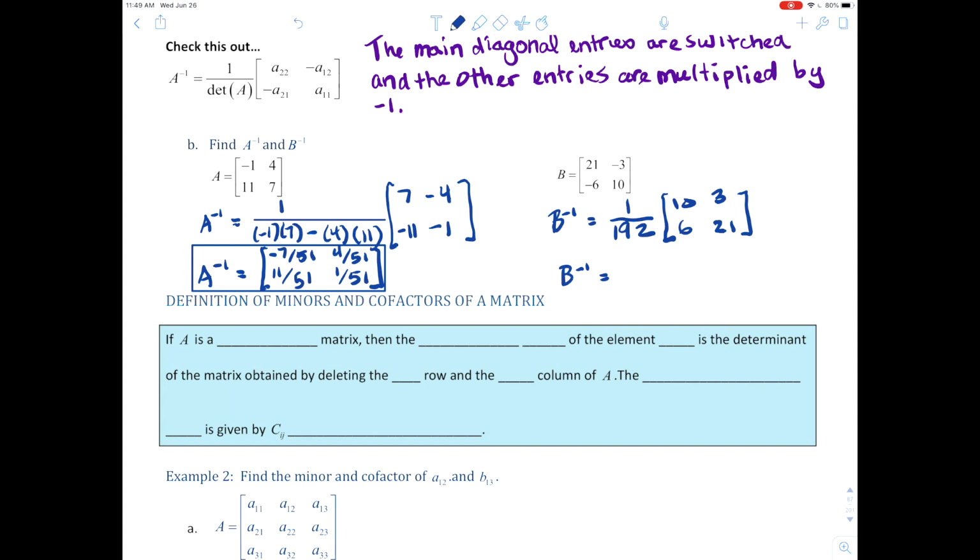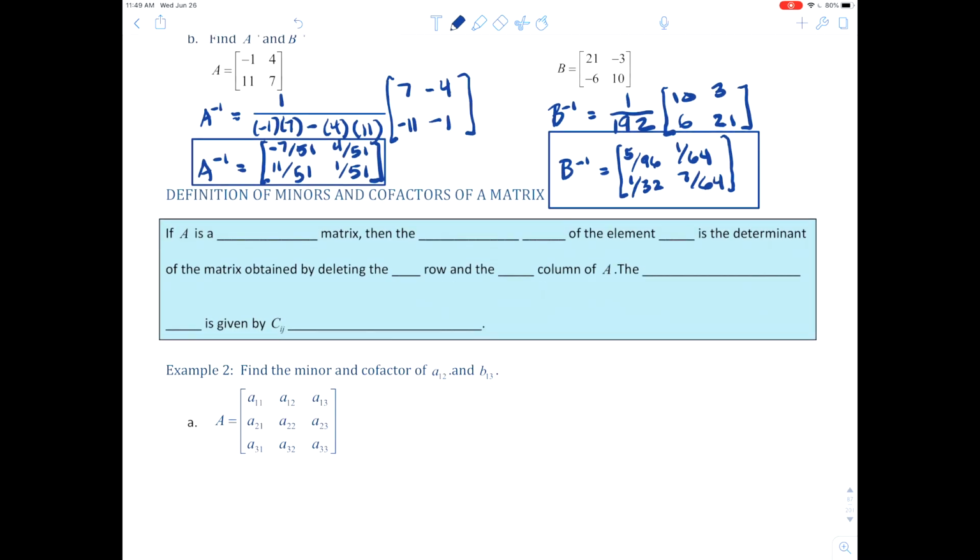When we reduce, we'll get 5 over 96, and then 1 over 64, awesome, 1 over 32, and 7 over 64. Cool, cool? Very good, very good. Okay, definition of minors and cofactors of a matrix.